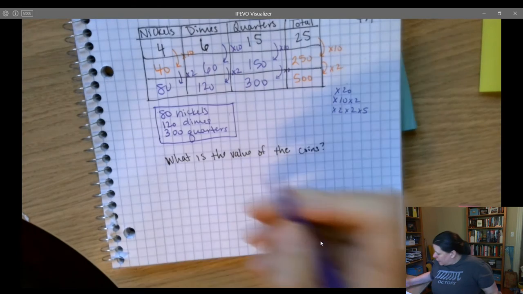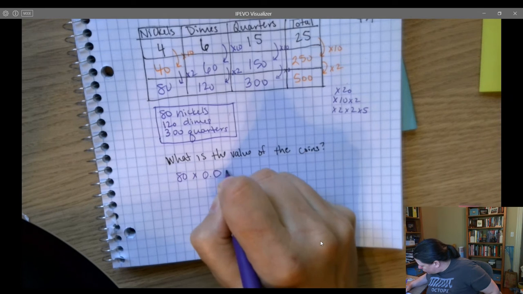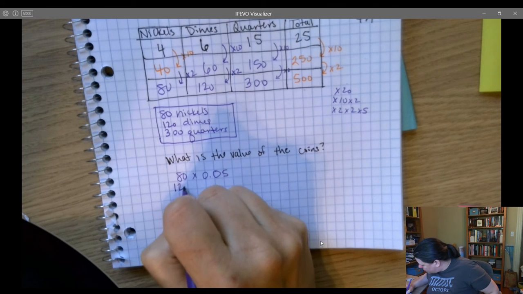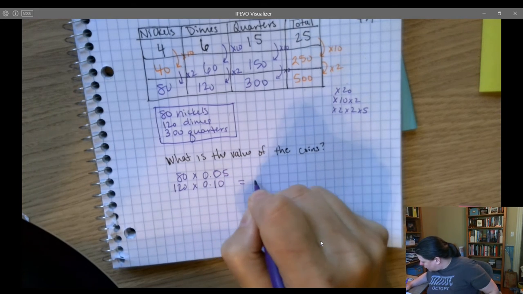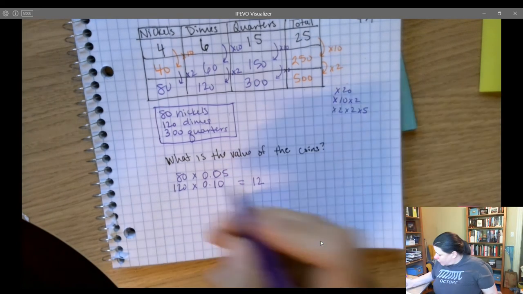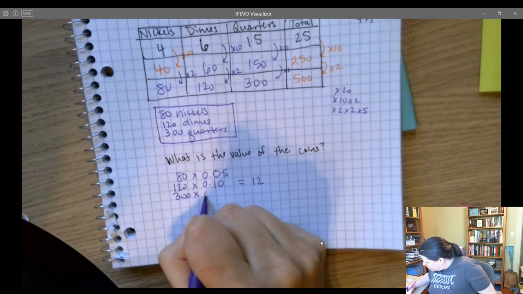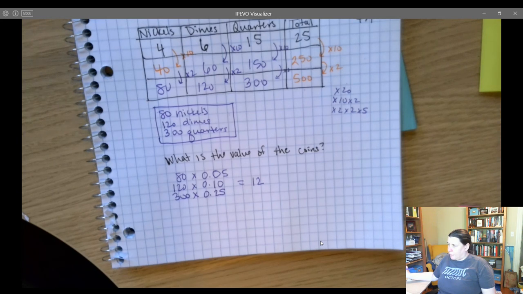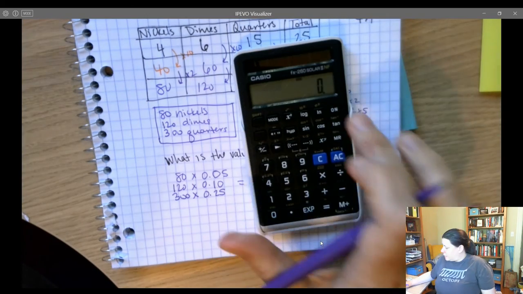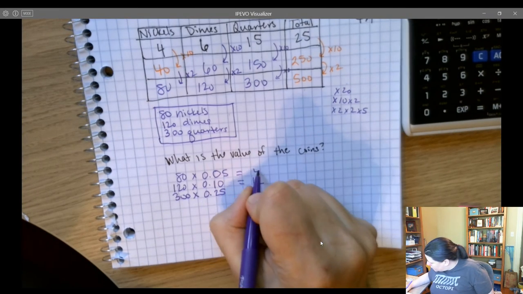So we're going to do 80 nickels times 0.05, and we're going to do 120 dimes times 0.10. I can do that pretty easily in my head, so that's going to be $12. And then we're going to do 300 times 0.25. I'm going to go ahead and just pull out a calculator. That's fine. Oh, wait. This is going to be $4.